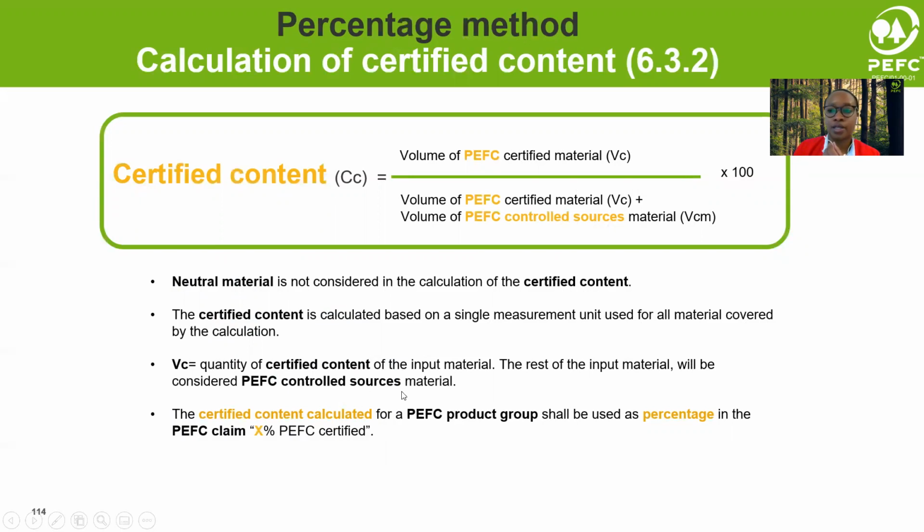If you remember the material flows graph that I showed you, you already know what kind of claims pass through the different chain of custody methods. The certified content, again, is calculated for a PFC product group, and shall be used as a percentage in the PFC claim: X% PFC certified.